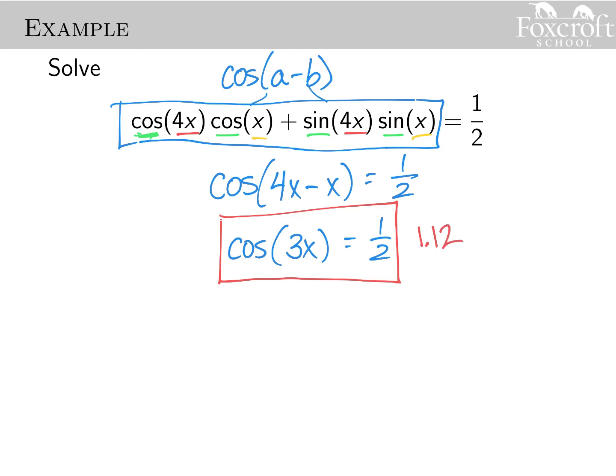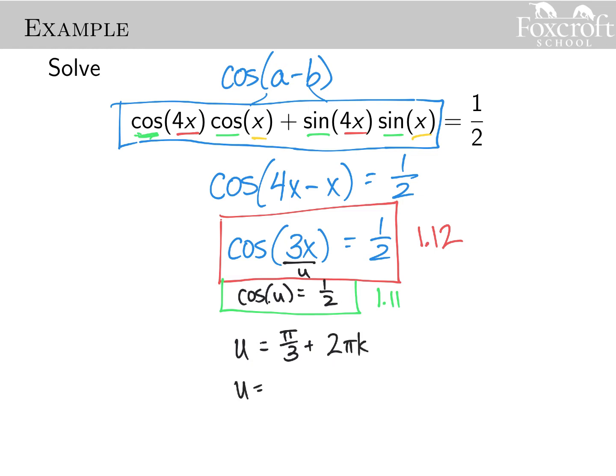So how did we do that? We call this u. And then this is exactly learning objective 1.11. Now we get our answers for u. Cosine is 1/2 at pi over 3 plus 2 pi k, and it's also positive in quadrant 4. That's going to be 5 pi over 3 plus 2 pi k.